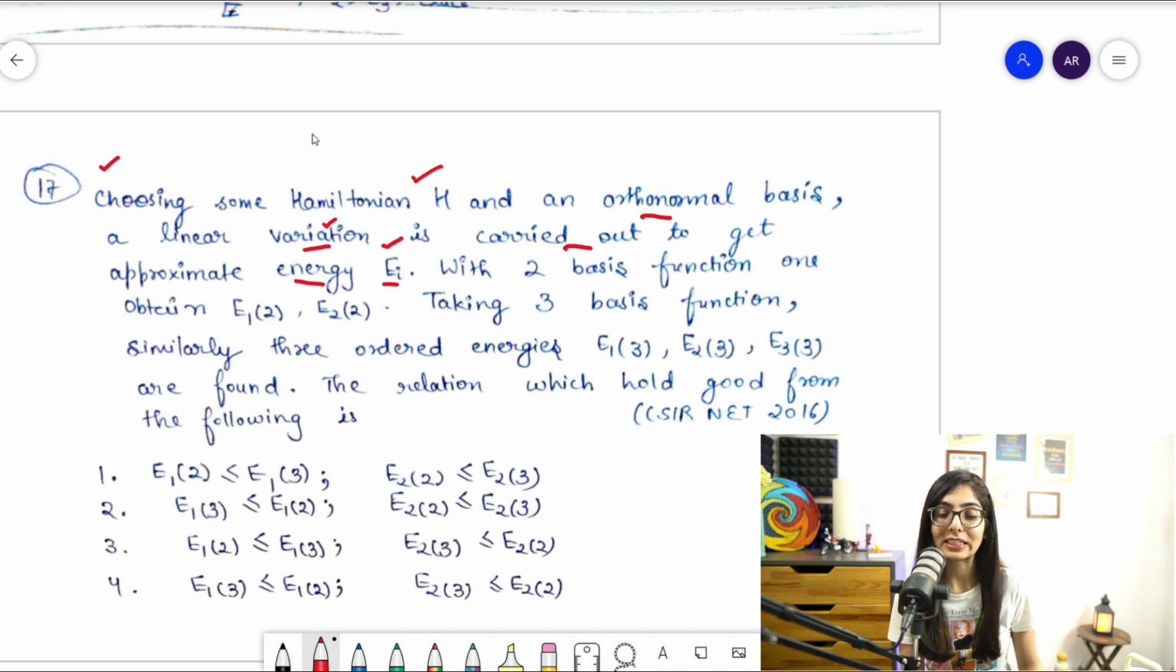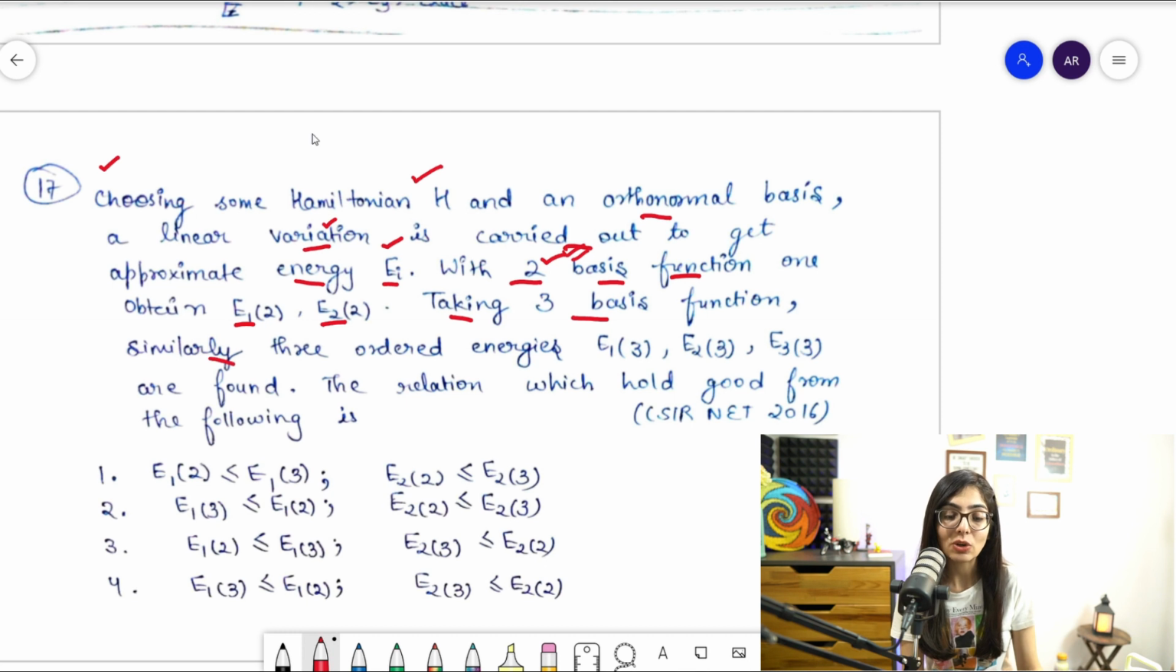Fine. So the next statement is: with two basis functions, one obtains E12 and E22. So here you will be confused, what is two basis function? Two basis function means the function contains two constituents, like a function based on two things. And the same with taking three basis functions: the function is based on three things. Three variational parameters will be there, and in the two basis function, two variational parameters will be there, right?